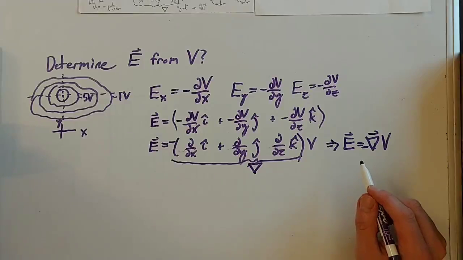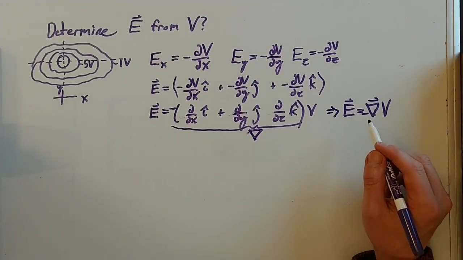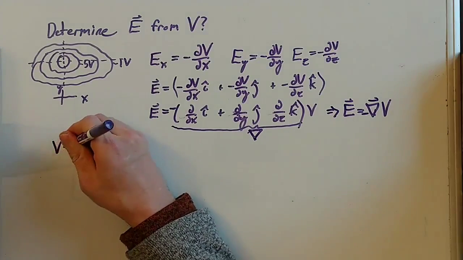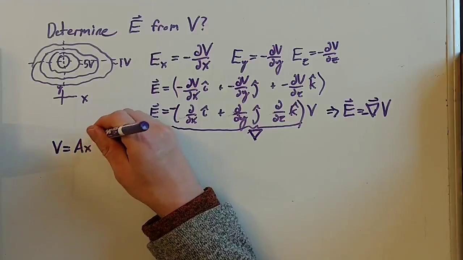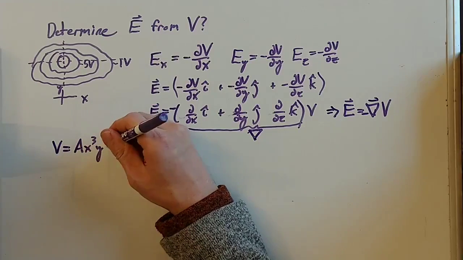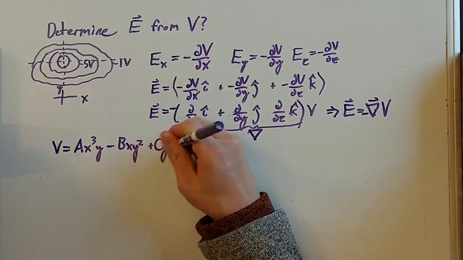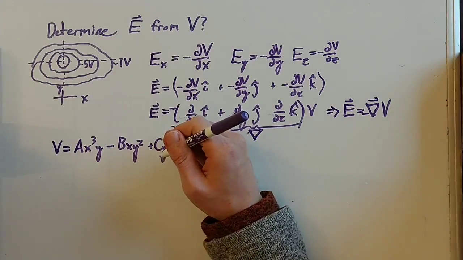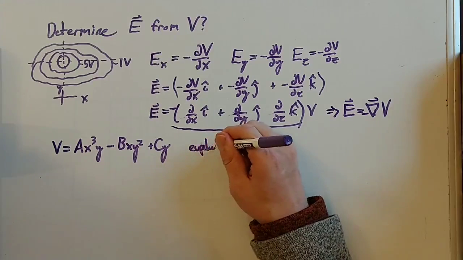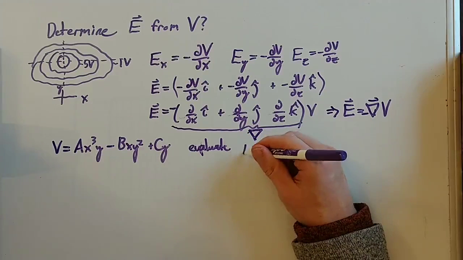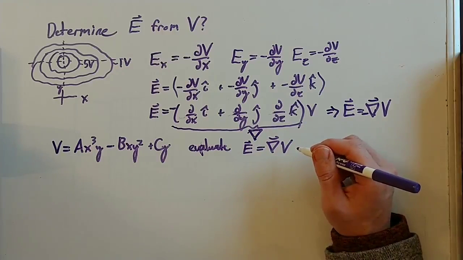So we can do an example of this. Let's consider the case where we have some potential V, and we'll take that V to be the following. We'll call it A x cubed y minus B x y squared plus C y. Let's take that to be our potential function. And now the question is to evaluate E. E is minus grad V, so we want to do this operation.